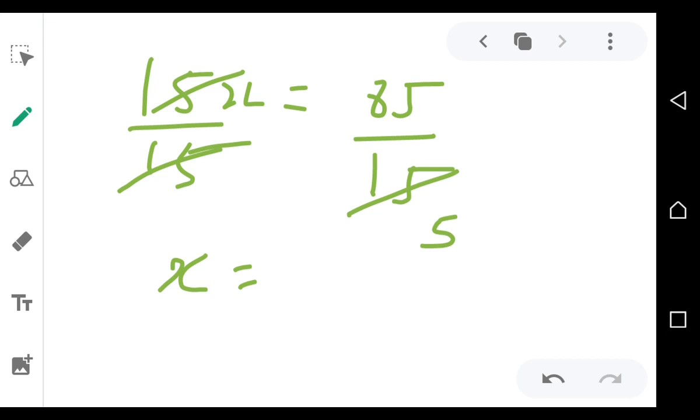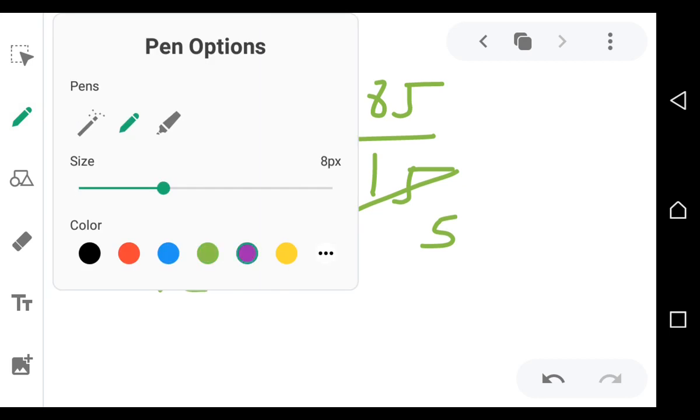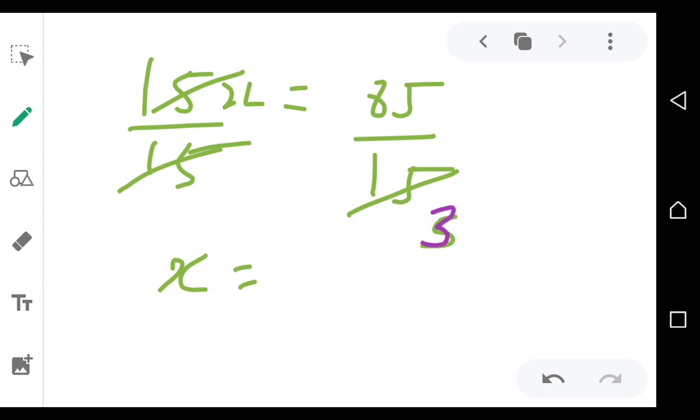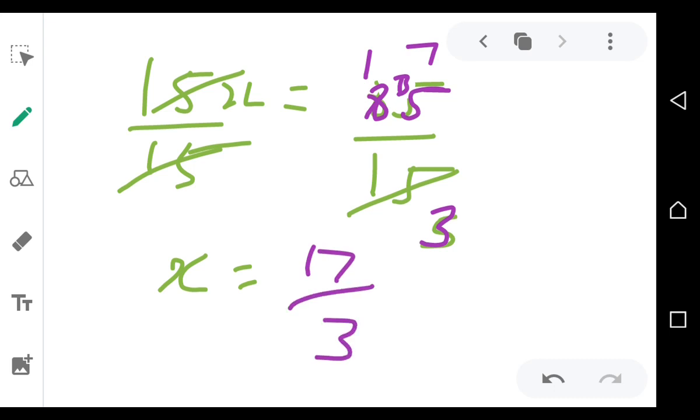Let's use 5 itself. 5 into 15 is 3. 5 into 85 is 17. So 17 over 3.